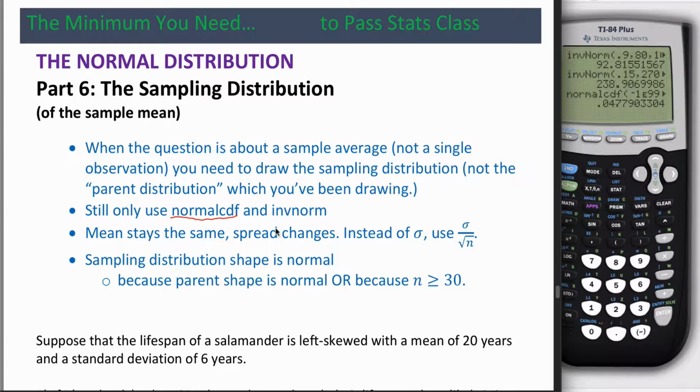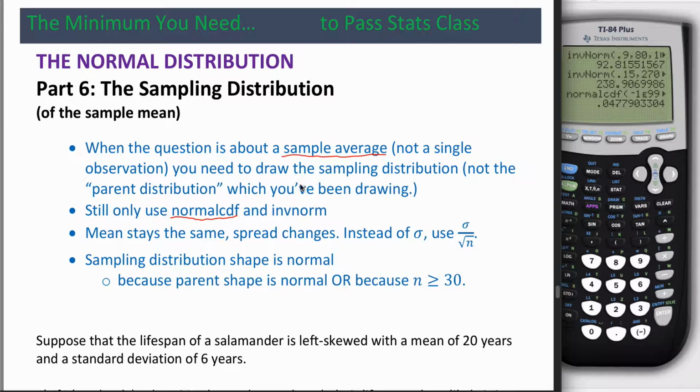But what if I change the problem? What if instead of asking you about one offensive lineman, I asked you about a sample average? I said I went out and randomly selected 50 offensive linemen, and their average weight is what I'm interested in. What if I said, what's the probability that the average weight of those 50 people, not one, but 50, for example, is between 290 and 330 pounds or something? You'd have to change stuff.